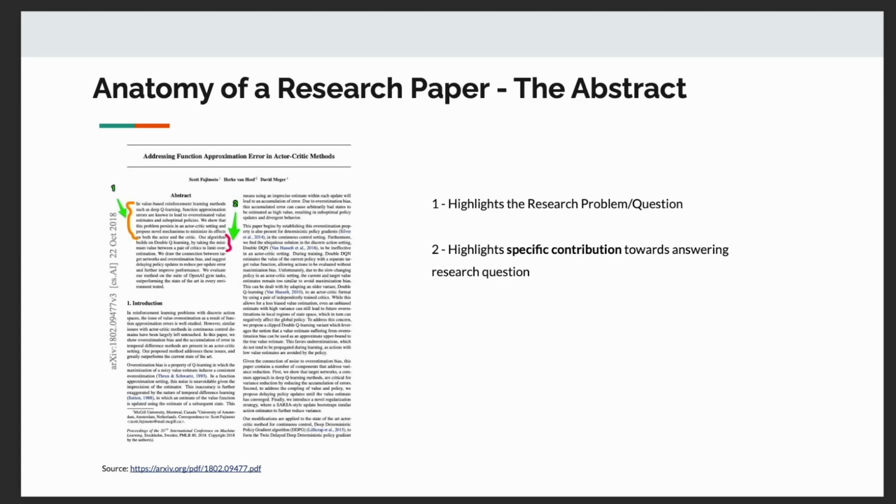answering the research question. So, if you don't do anything else in your abstract, you should at least have the problem statement or the research question and the specific contribution that you're making towards solving that research question.